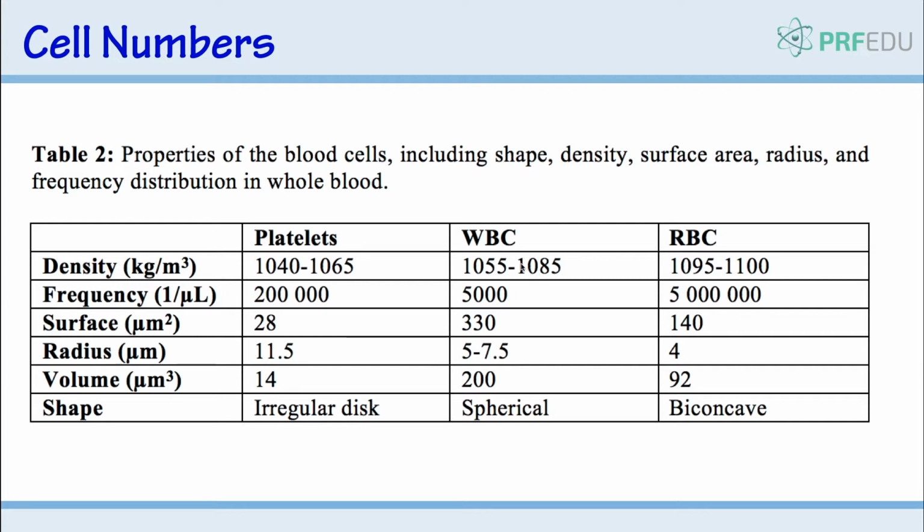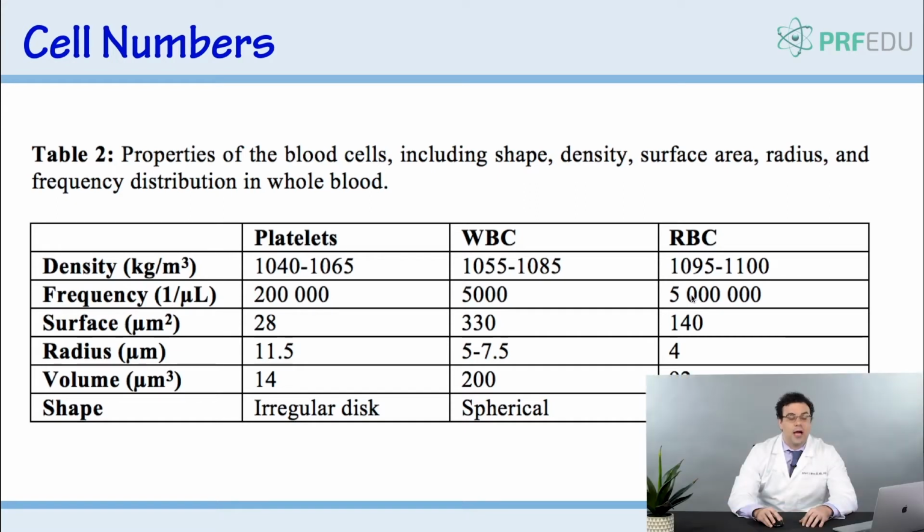Look at the difference in density between white blood cells and red blood cells. Though they're quite close, the main point that I want to make is look at the frequency distribution between these two cell types. 5,000, 5 million. So in every microliter of blood, for every one white blood cell, you have 1,000 red blood cells. And I call that the 1 to 1,000 rule. It means that there's 1,000 times more red blood cells than there are white blood cells.